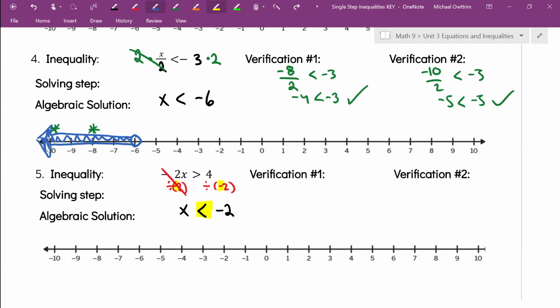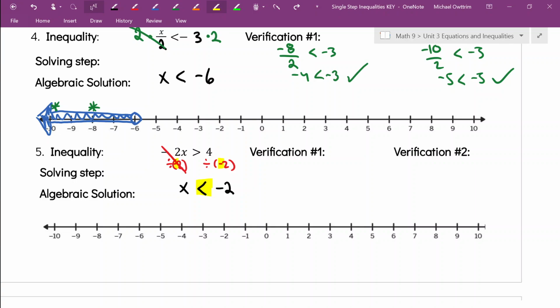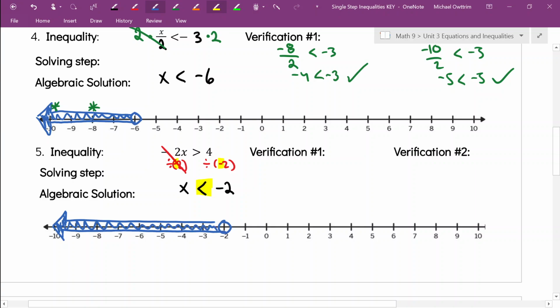So let's draw that and check that we did get that right. We want x to be less than negative 2 on our number line. So open circle for strictly less than. And then our arrow should go left for the numbers that are less than negative 2. So let's check some of those points. If we check the point at x is negative 4, we should have negative 2 times our negative 4 is greater than 4. Negative 2 times negative 4 is positive 8, which is greater than 4. So that does work in our inequality.